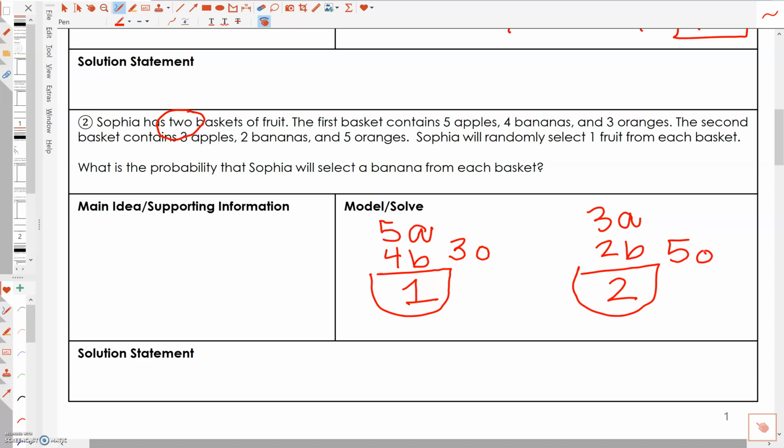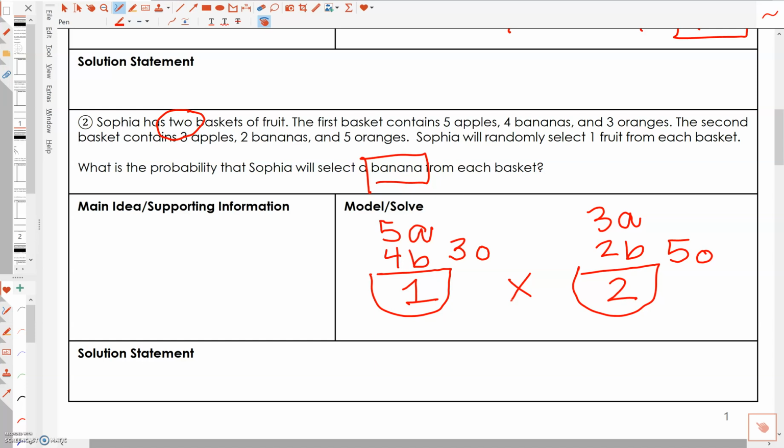Now it says Sophia will randomly select one fruit from each basket. What is the probability that Sophia will select a banana from each basket? So they are asking for banana. Now remember, there are 2 different events going on. So we need 2 probabilities for each basket. Now at the end, you have to figure out the probability for both together. So that means we're multiplying.